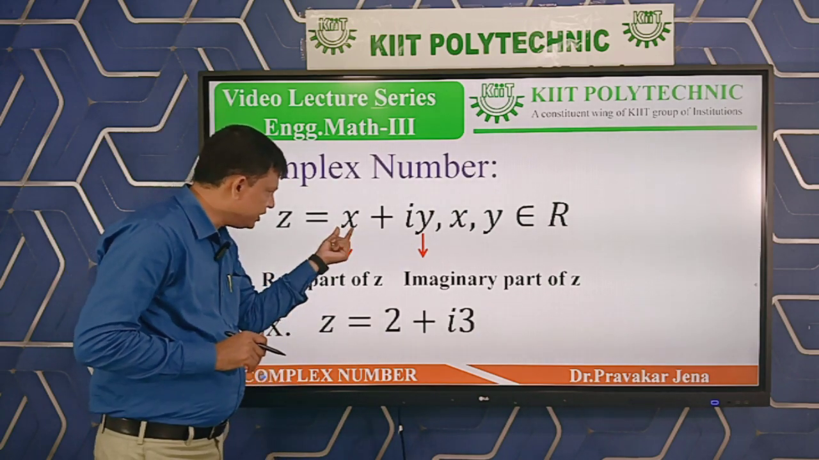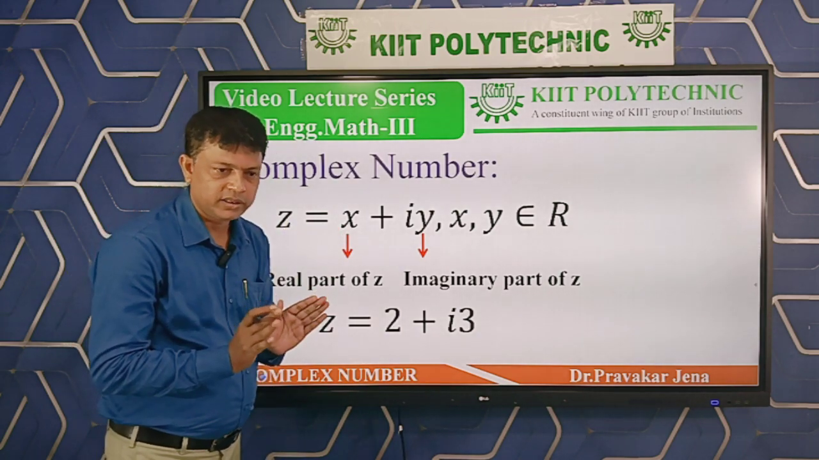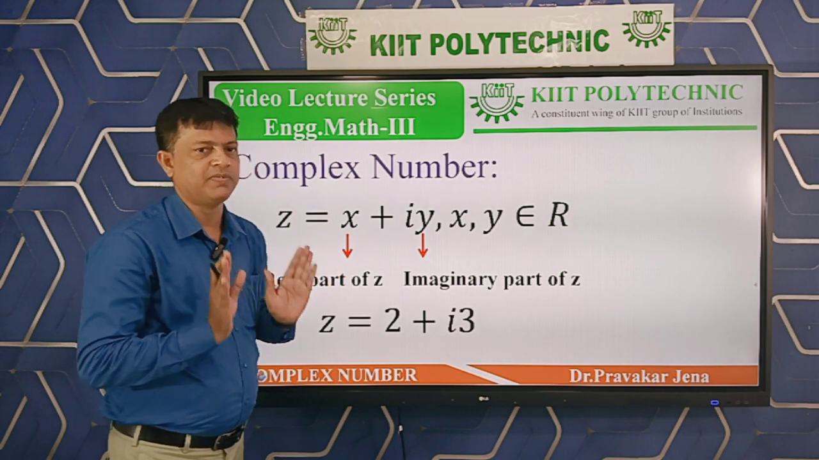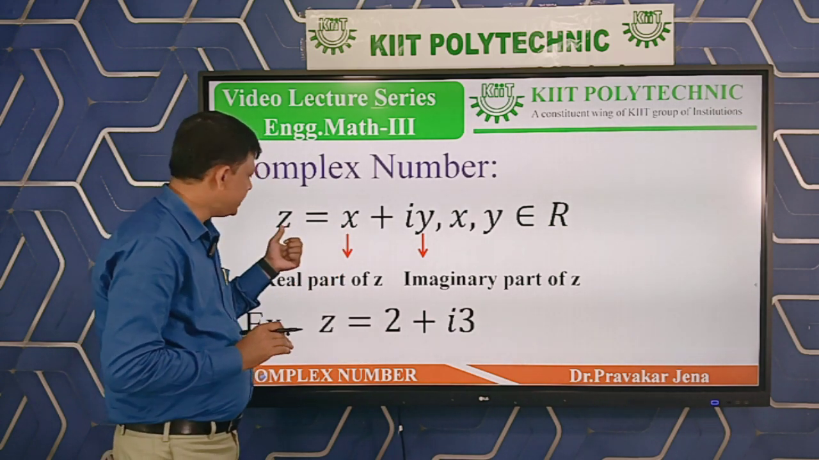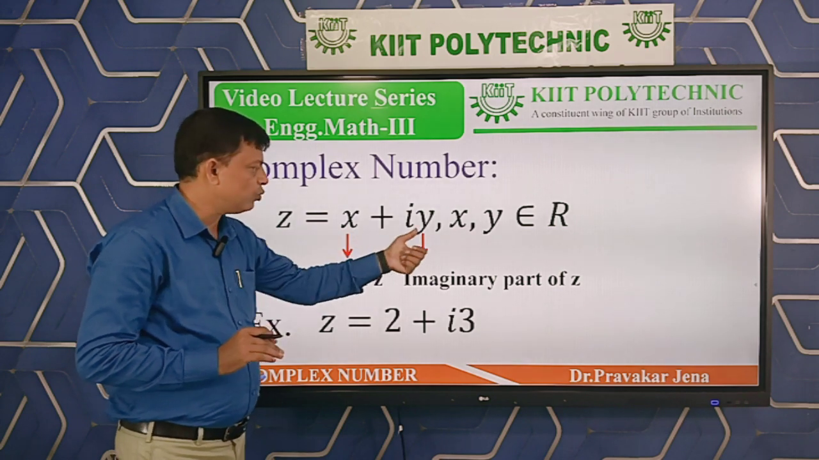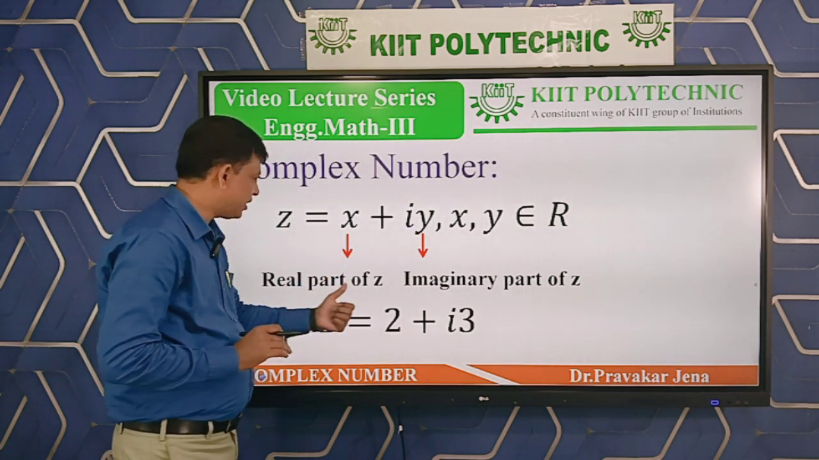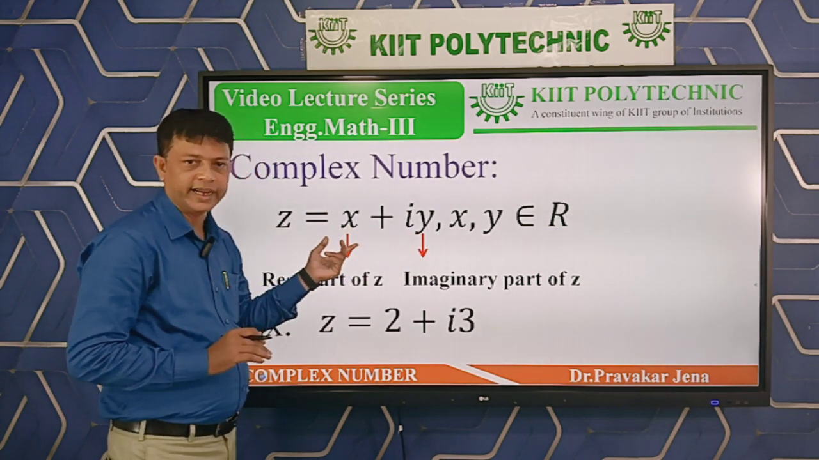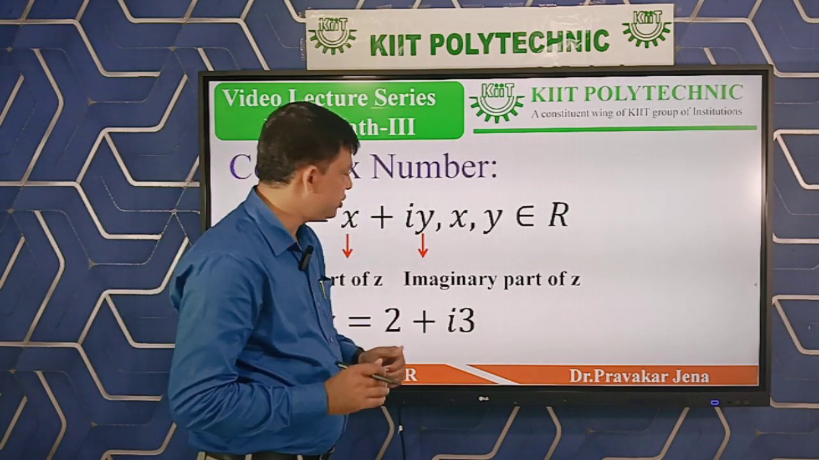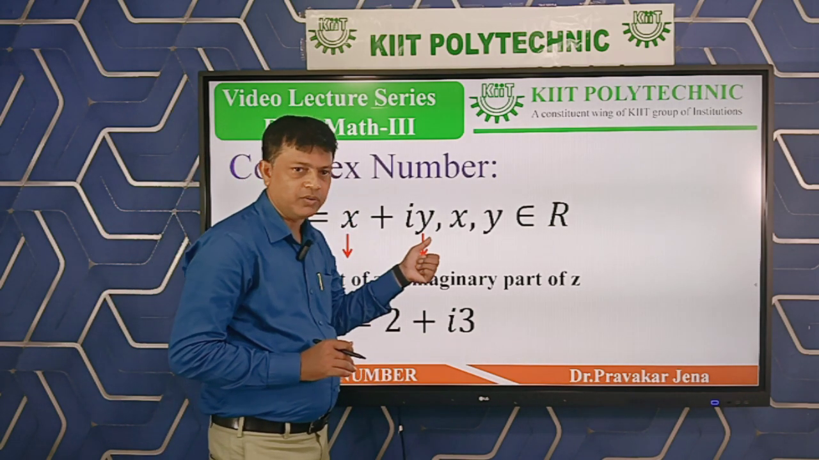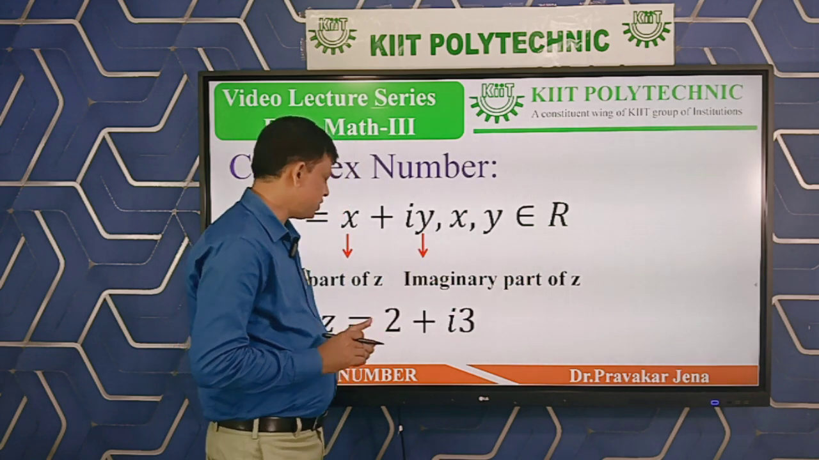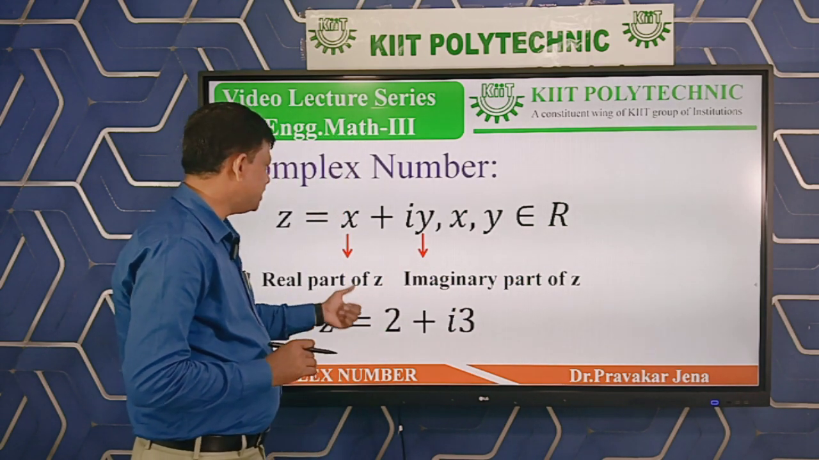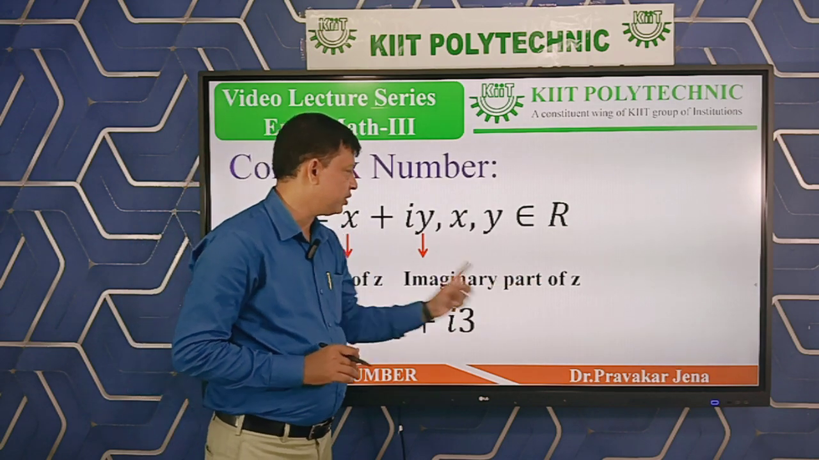So this x is only the real part. That means there is no multiplication of i. That is, x is called the real part of z. That means z has two parts, x and iy. But the real part of z is very simple, x. And the other part is only y, not iy. So the imaginary part of z is y. So we can say that the real part of z is x and the imaginary part of z is y.